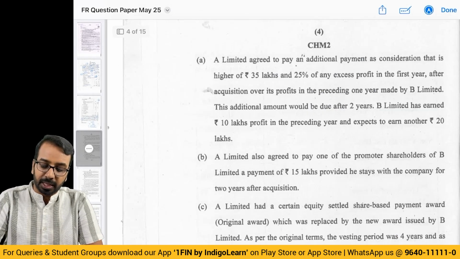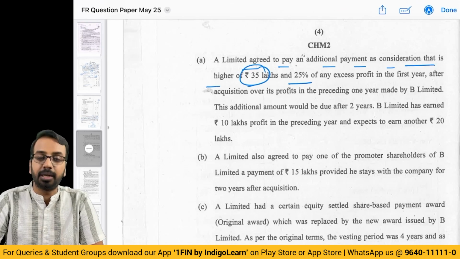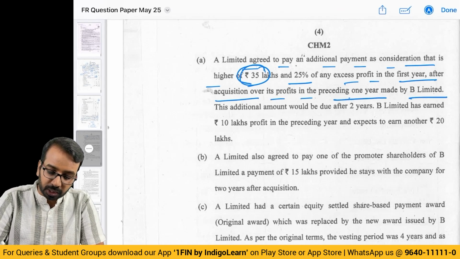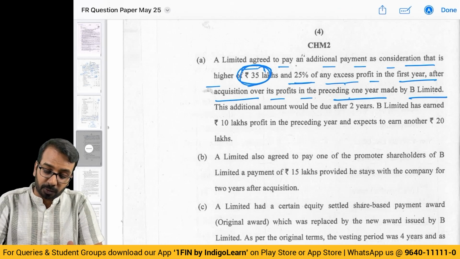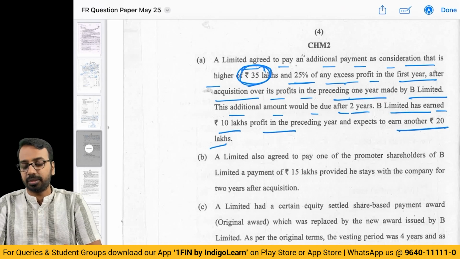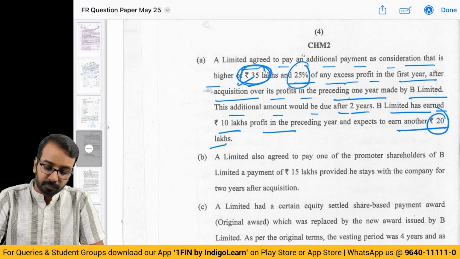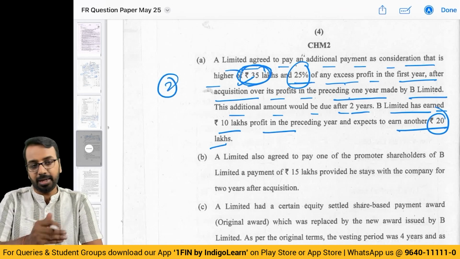That is simple. A Limited agreed to pay additional payment as consideration, that is higher of 35 lakhs and 25% of any excess profit in the first year after acquisition over its profit in the preceding 1 year made by B Limited. So here 35 lakhs is the minimum amount and 25% of any excess profit. The additional amount would be due after 2 years. B Limited has earned 10 lakh profit in the preceding year, 20 lakhs it will be earning in the next year. So if you see 20 lakhs into 25%, that is still a lesser amount. Higher value, that is minimum amount that has to be paid, is 35 lakhs. This you will discount by 2 periods and you will record it.